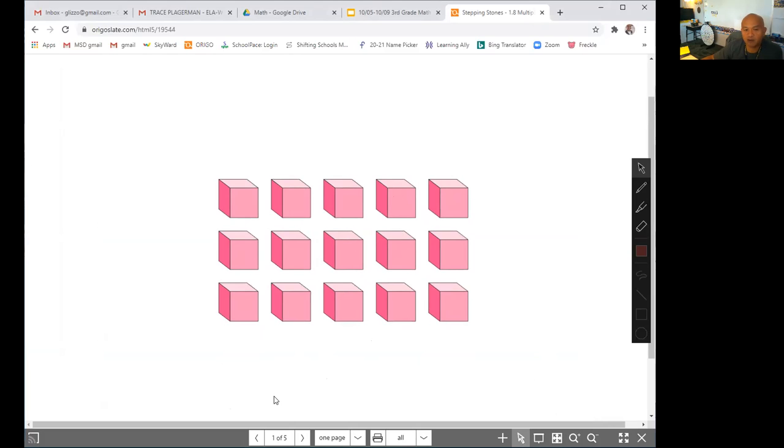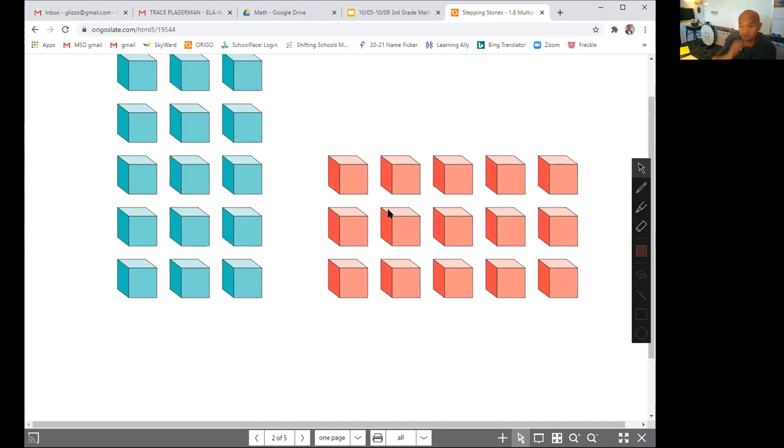Okay, that's why I always want you to talk or to speak when you're talking about arrays. I have 3 rows of 5. Okay, and that multiplication fact would be 3 times 5. 3 rows of 5 equals, anyone know? 3 rows of 5 equal 15. Okay, good job. I'm going to show you the next slide.